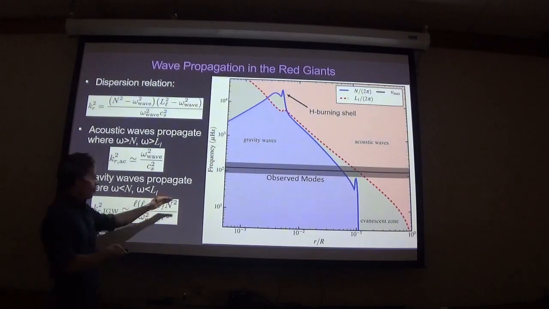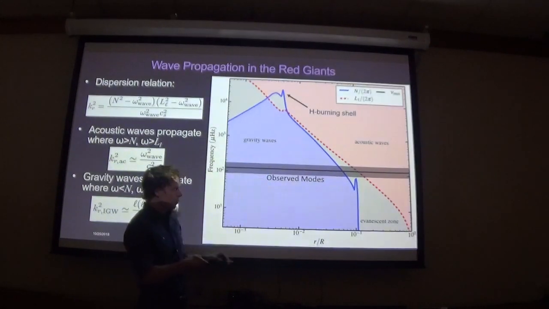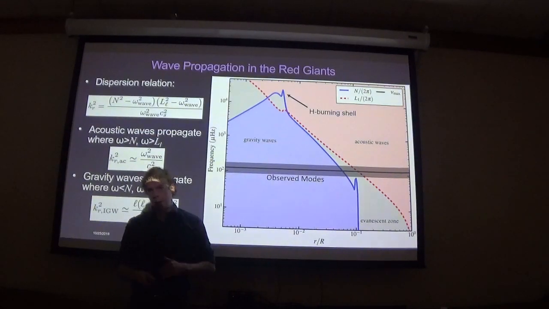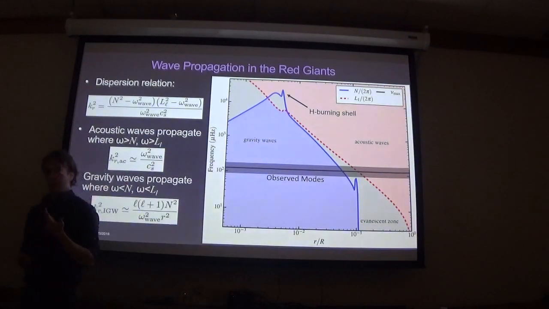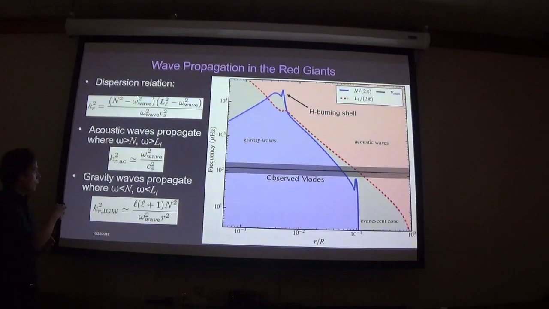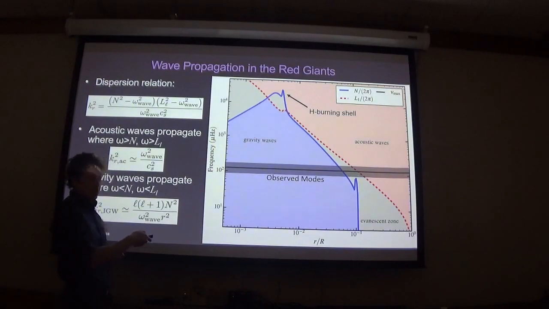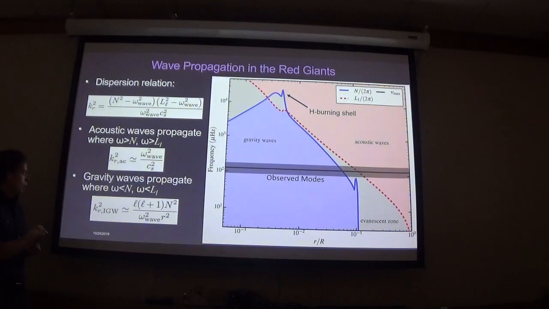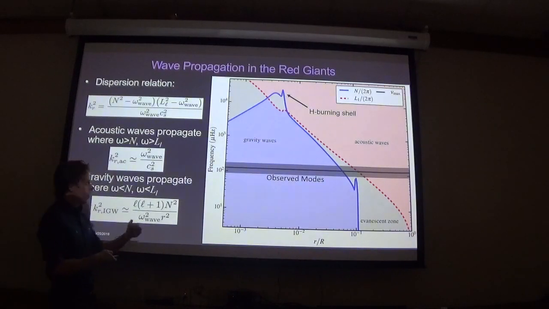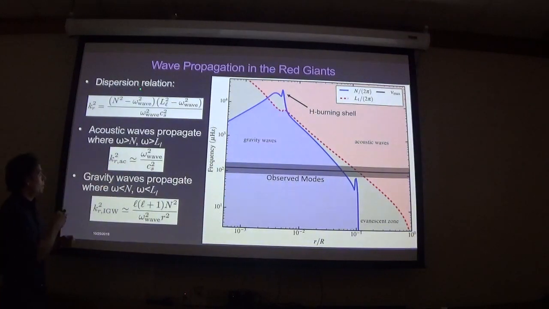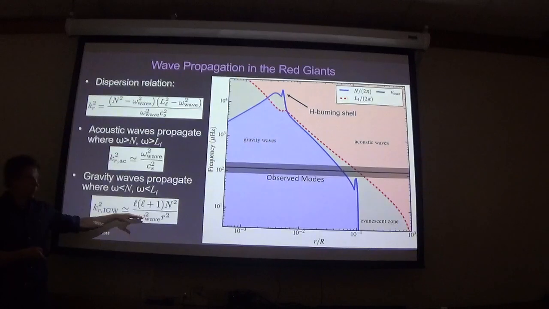So at the wave frequencies we observe in red giants, we have this interesting hierarchy, where at the surface, the wave frequency is much larger than both the Brunt and Lamb frequencies, and that means this dispersion relation reduces to that of sound waves. So that's why we basically see acoustic modes associated with the envelope of the star. But in the core of the star, this frequency is much smaller than the Brunt and Lamb frequencies. In that case, the dispersion relation reduces to this dispersion relation for gravity waves.